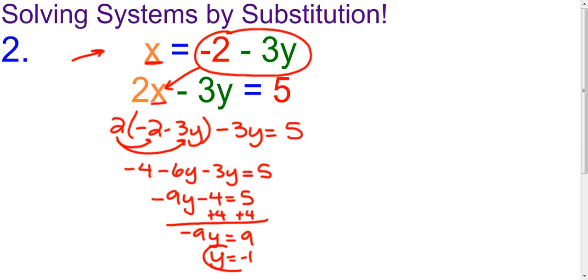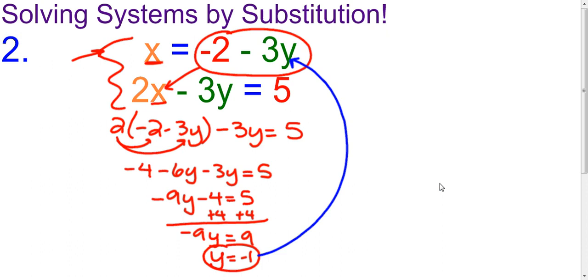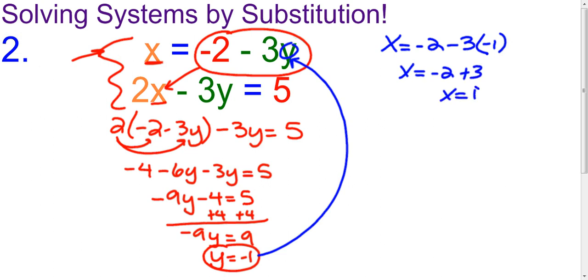A lot of people want to stop right there, but I want you to notice that my original two equations, these two right here, had two variables in them. They had both an x and a y in them, which means you need a solution for both x and y. So I've got the y part of it, and now I will take that, and I'm going to plug the y value back into where I circled, and now solve for x. So x will be negative 2 minus 3, and then instead of this y right here, I can replace that y with negative 1. So x equals negative 2 plus 3, or x equals 1.